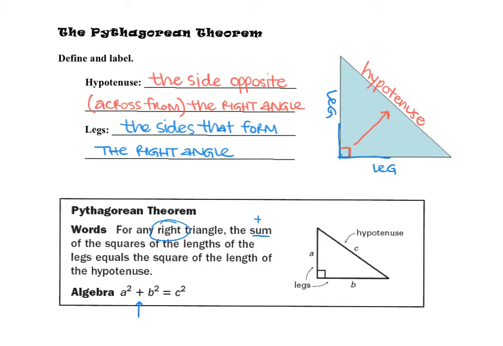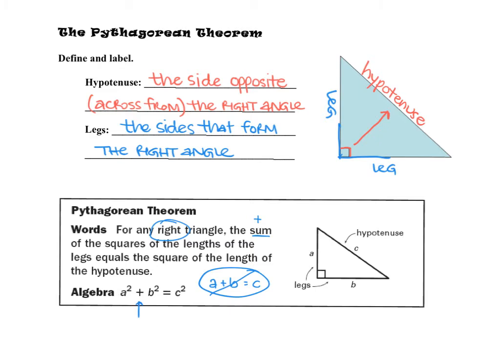Now, we have to be careful. A lot of people think, well, then could it be that just a plus b equals c? And that does not work because, again, we'd have to take the square root of the entire side, and the square root of a squared plus b squared is different than just a plus b. Okay, so we need to be careful with that. We have to keep those squareds in there.